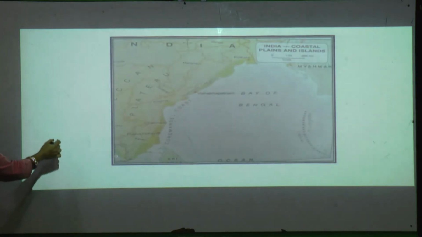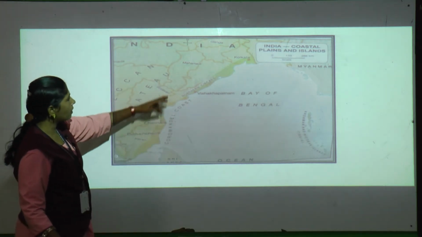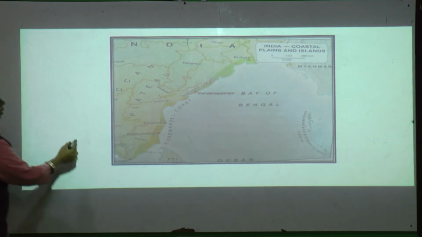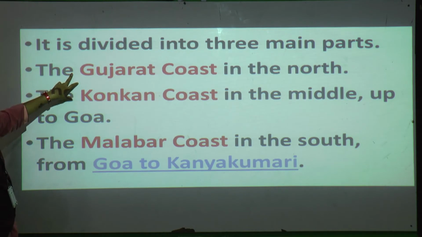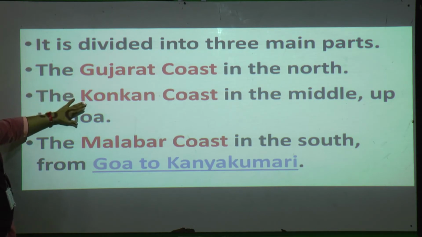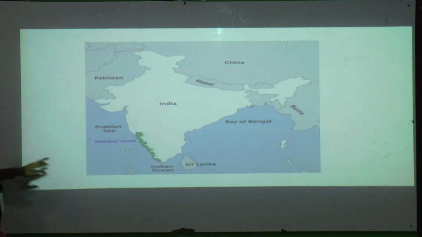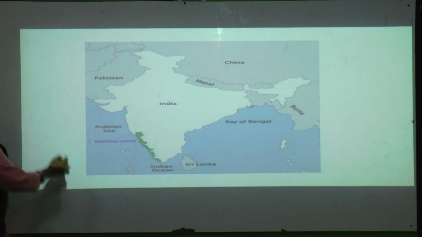Okay, now see here what we are having. On the eastern side we have the Northern Circars, and then this part is called the Coromandel coast. Now, the western coast is divided into three main parts: the Gujarat coast, the Konkan coast and the Malabar coast. Goa to Kanyakumari, see, Arabian Sea, Malabar coast.